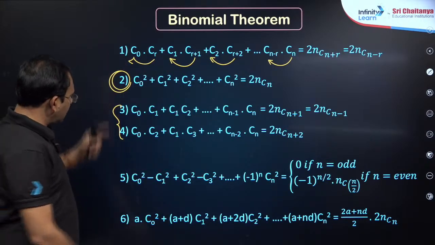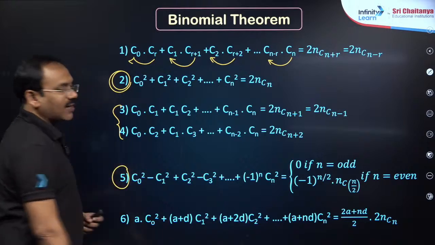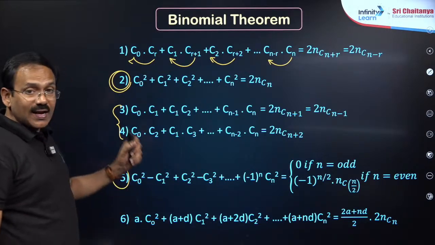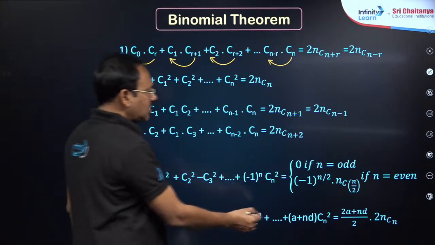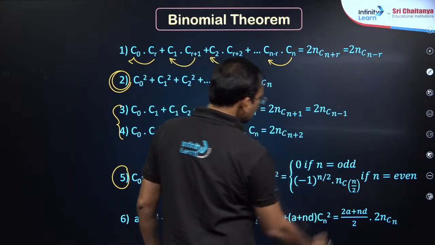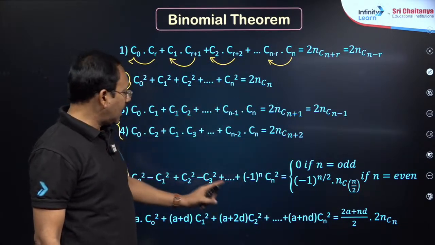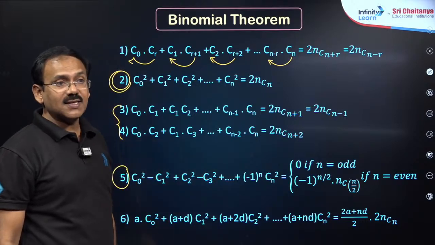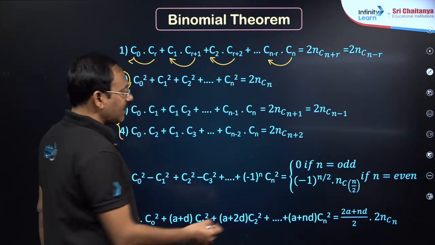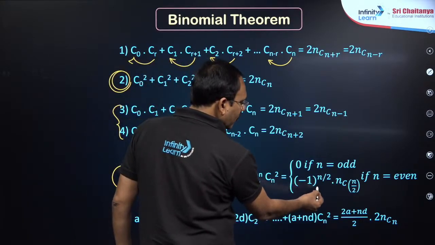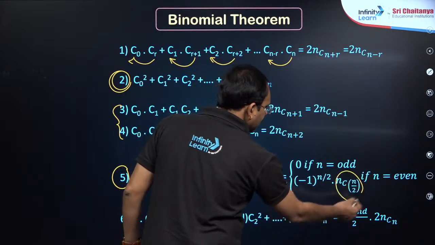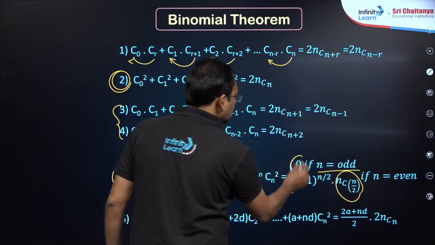Next, the same thing if you take with alternate plus minus, the result is, if n is even, C0 square minus C1 square plus ... equals (-1)^(n/2) times nC(n/2). If n is odd, the answer is 0.